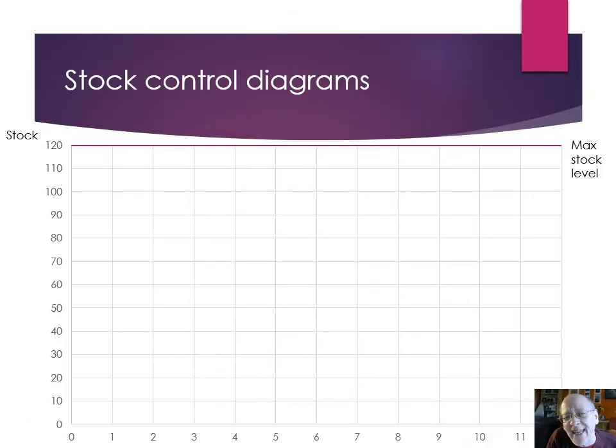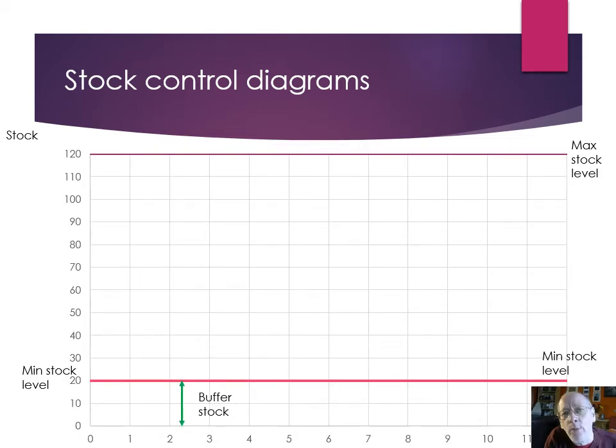So let's look at the classic stock control diagram. We start by looking at the maximum stock level, which will probably be set just below the actual maximum that your factory can hold, primarily due to reasons that we looked at on capacity utilization. Similarly, there's a minimum desired stock level. In this particular case, let's say that on average we are selling 10 units a week.